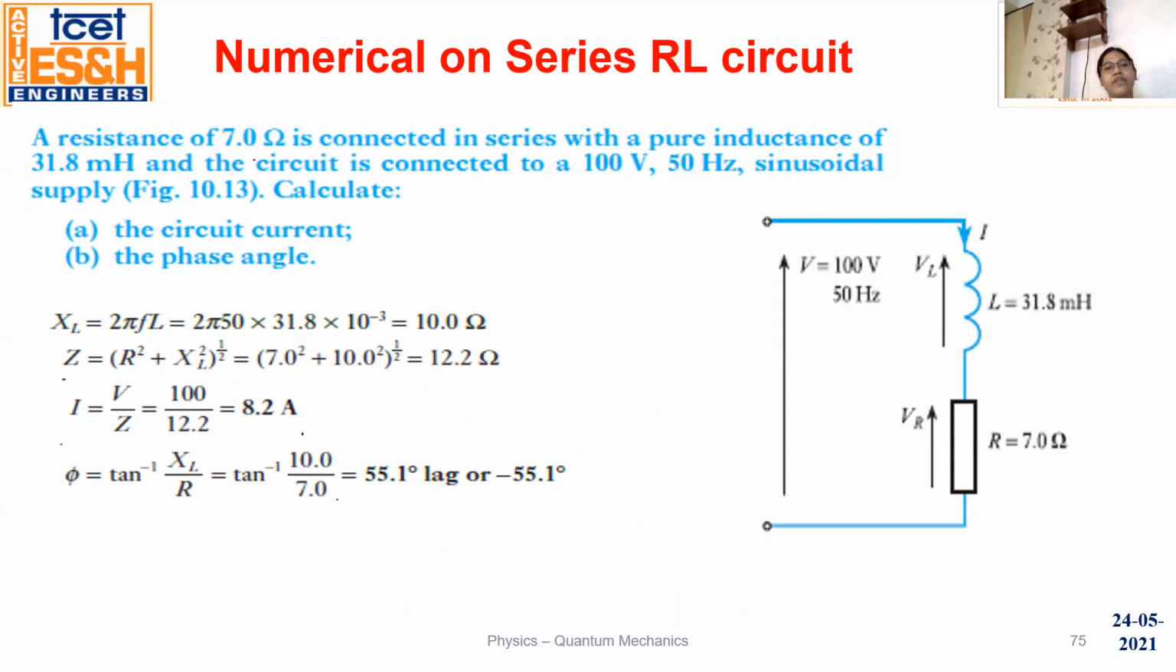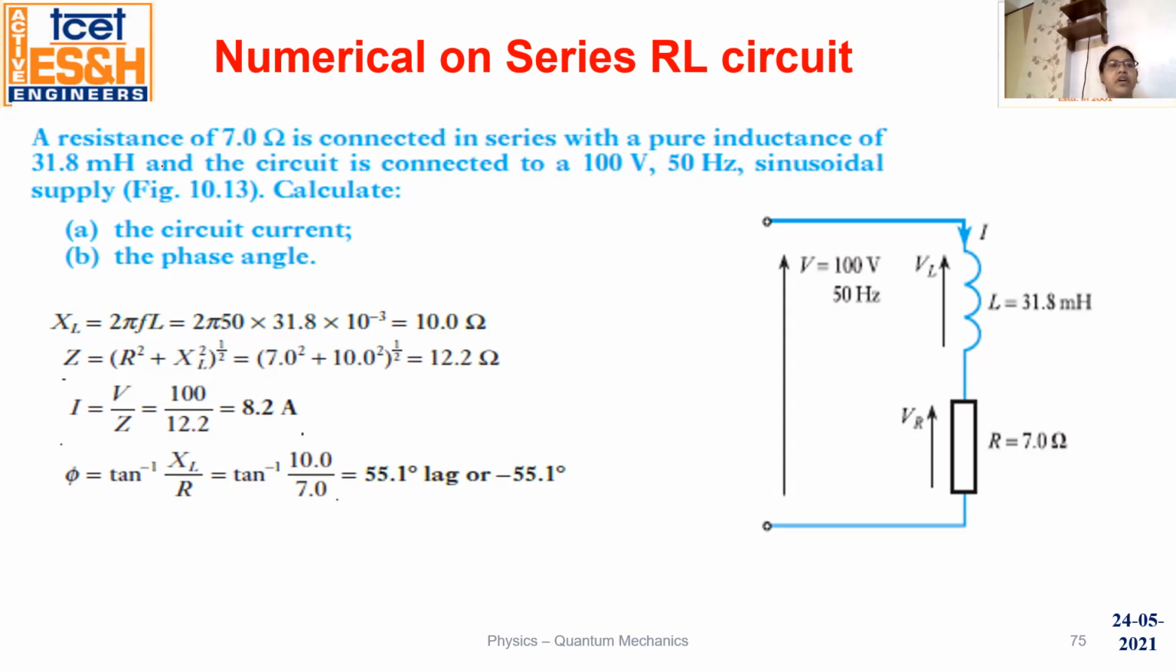A resistance of 7.0 ohm is connected in series with a pure inductance of 31.8 millihenry, and the circuit is connected to a 100 volt 50 hertz sinusoidal supply. Now calculate the circuit current and the phase angle.